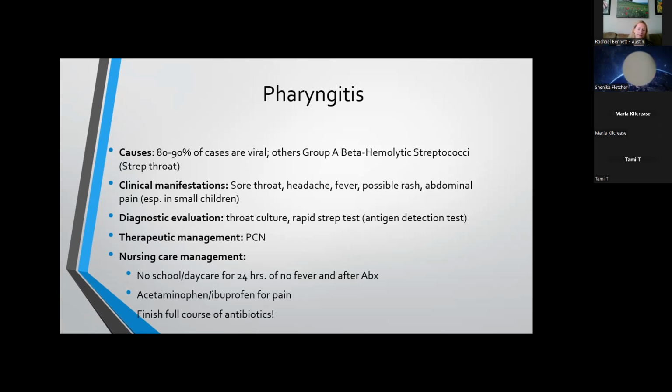You can give acetaminophen or ibuprofen depending on how old our child is for that throat pain if he's really protesting. And then as far as your parent education, your caregiver education, make sure that they take the full course of antibiotics to make sure that we completely kill off that pathogen if they've been prescribed.